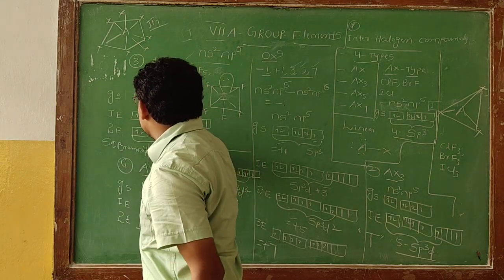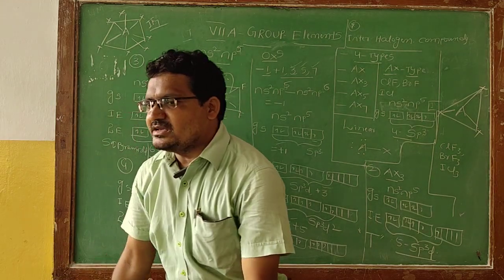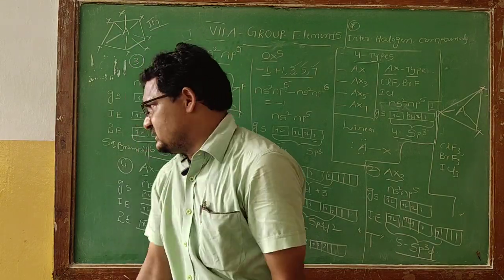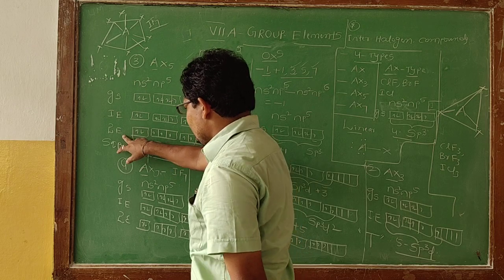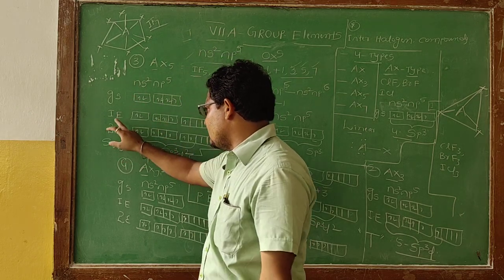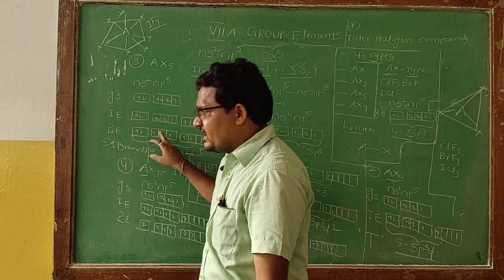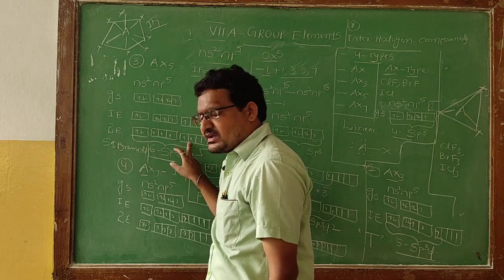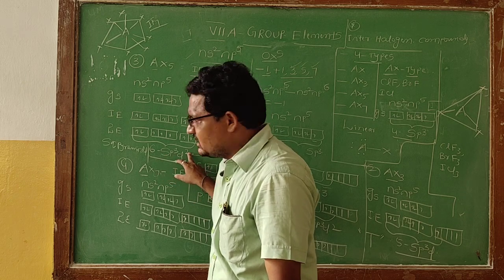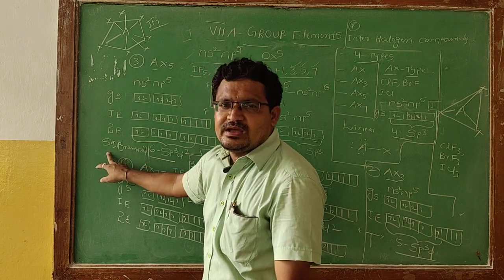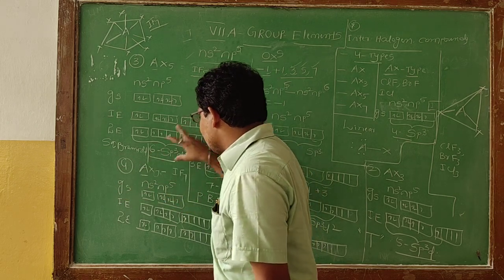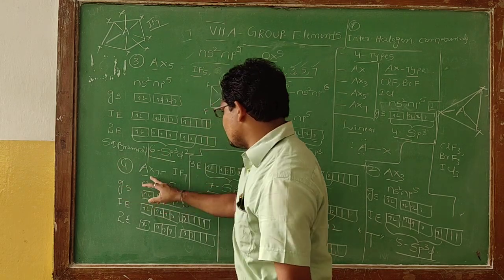AX5: the best example is IF5. IF5 means 5 unpaired electrons are in the second excitation state. In the ground state there is only 1 unpaired electron, first excitation state 3 unpaired electrons, second excitation state 5 unpaired electrons. That's why it undergoes sp3d2 hybridization. The shape of the molecule is square pyramidal. Now this square pyramidal structure is this one.